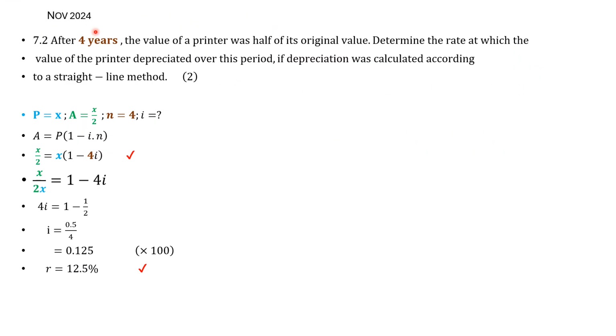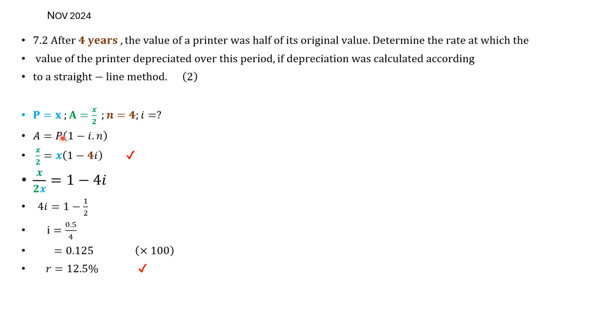Right, so November 2024: after 4 years, the value of a printer was half of its original value. Determine the rate at which the value of the printer depreciated over this period, if the depreciation was calculated according to the straight line method. So first, n equals 4. The printer was half of its original value, so if its original value was x, P, then A would be x over 2, half. Determine the rate, so we're looking for i.